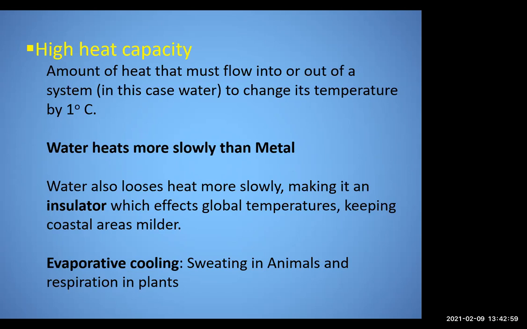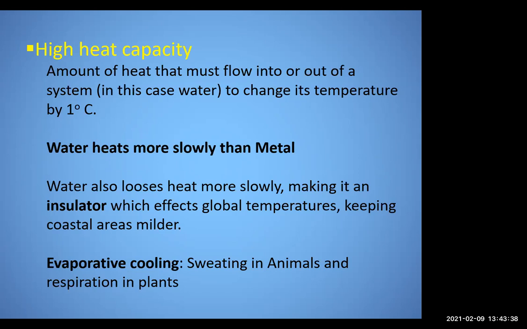This affects, of course, global temperatures. Areas on the coast, for instance, are going to be warmer in the winter because of the large ocean sitting off there. And they're going to be cooler in the summer for the same reason, because water retains heat. And it also has evaporating cooling properties. So it keeps it cooler in the summer because the water is cooler than the air, and it keeps it warmer in the winter because the water is warmer than the air.